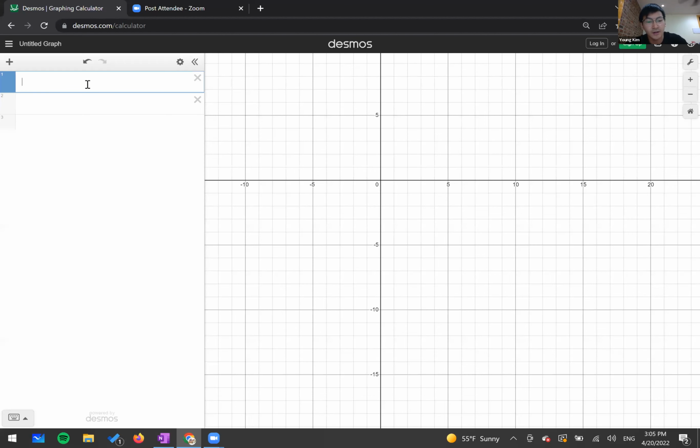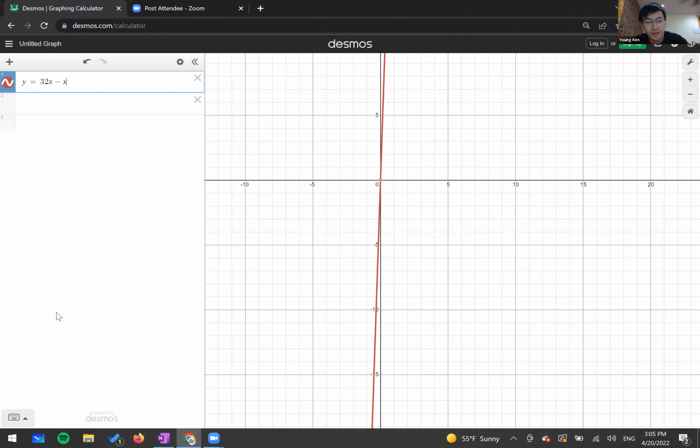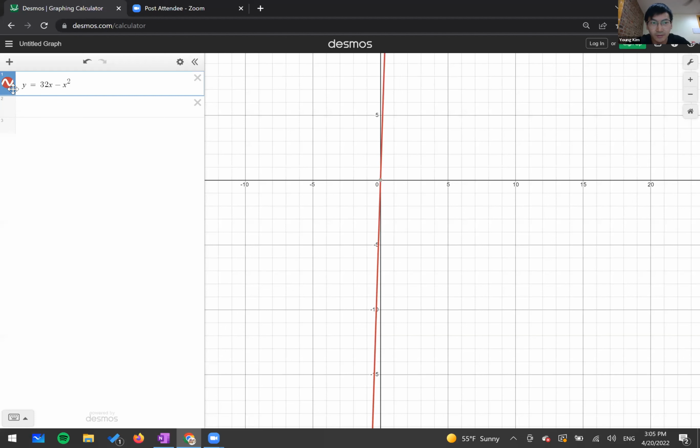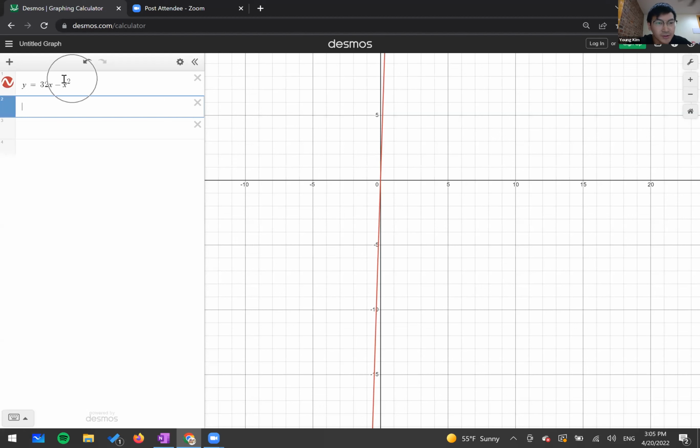So we said that area is equal to, I'm going to put 32x minus x squared like this. The reason why I'm putting x and y instead of A and W is because I think Desmos natively doesn't recognize A and W as the regular variables, so you have to do more work. So here it's 32x minus x squared. But just know that x is like W.